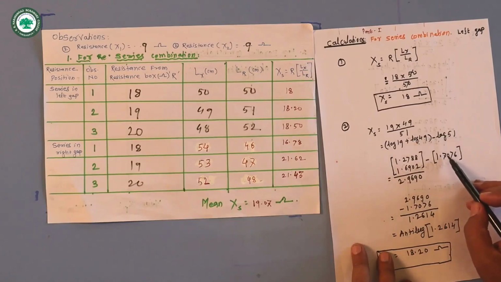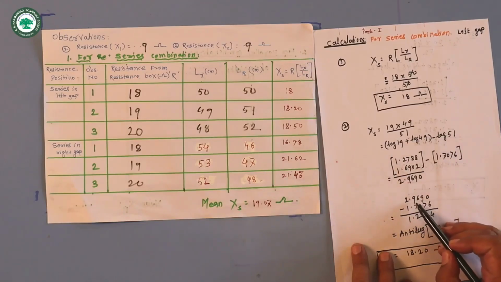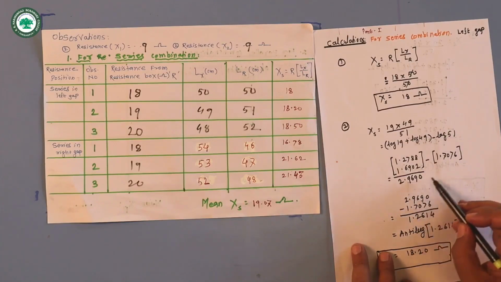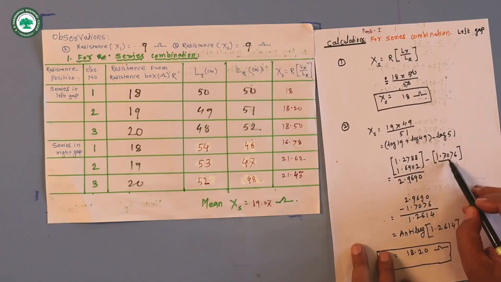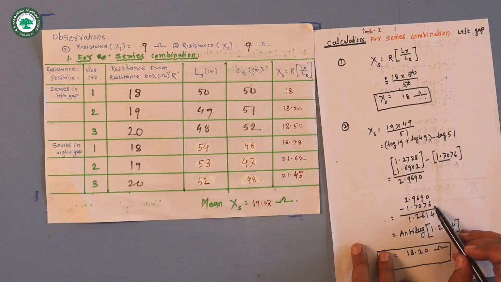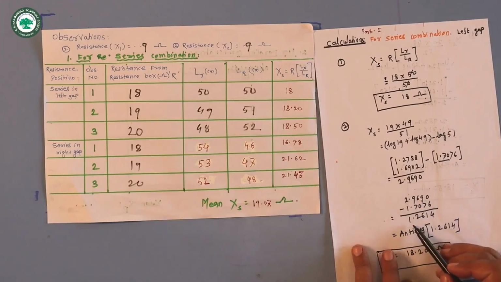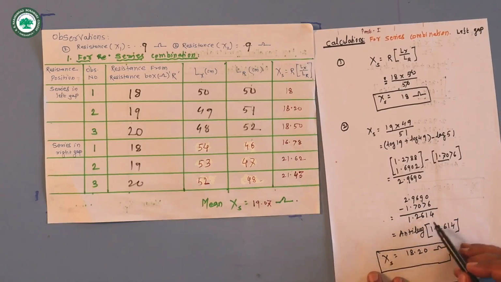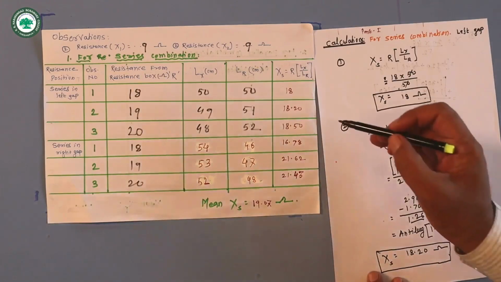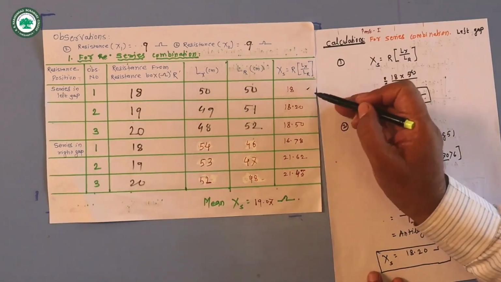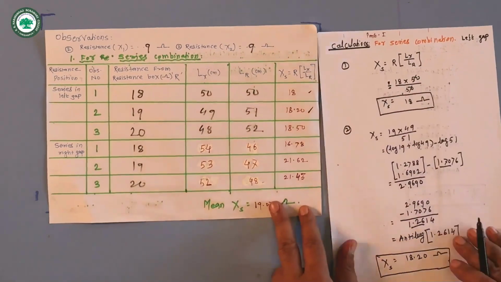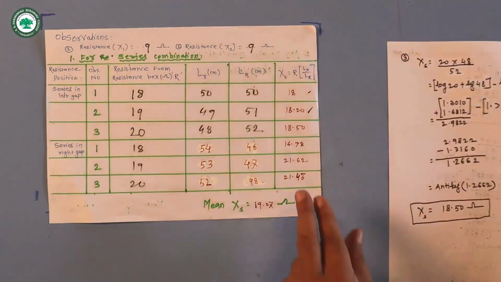Subtract this value. So here 2.9690 minus 1.7076. Getting the subtraction, we get 1.2614. See the antilog of this value, 1.2614, and the antilog is 18.20 ohm. Now we obtain this value and see the third calculation.